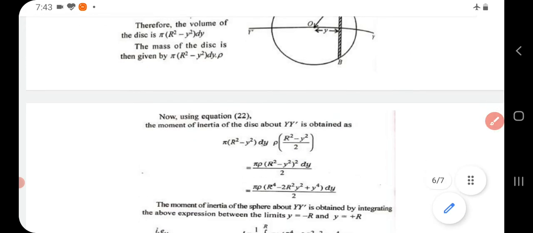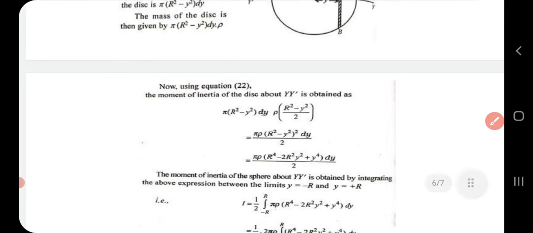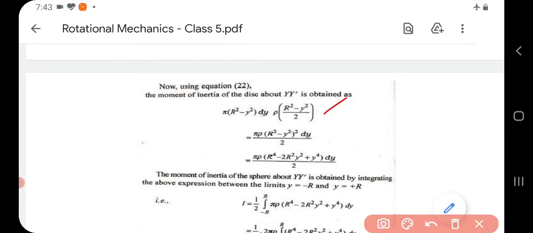Okay, then you just simplify this. R square minus y square is here, r square minus y square, so it will be r square minus y square the whole square. Now you just expand this term, so you will get this one. Okay, so let it be there. So this is the moment of inertia of the disc.